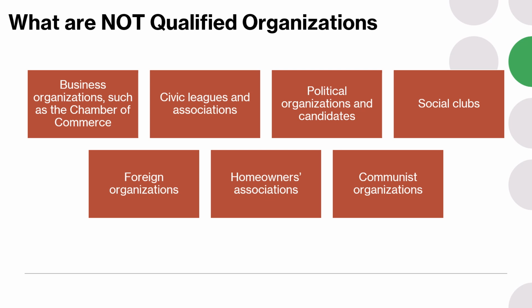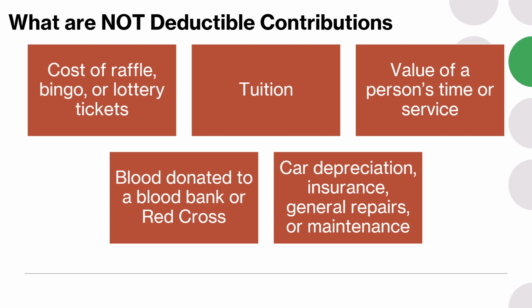So organizations that are not qualified for the purposes of this deduction are business organizations like the Chamber of Commerce, civic leagues and associations, political organizations and candidates, social clubs, foreign organizations, homeowners associations, and communist organizations.